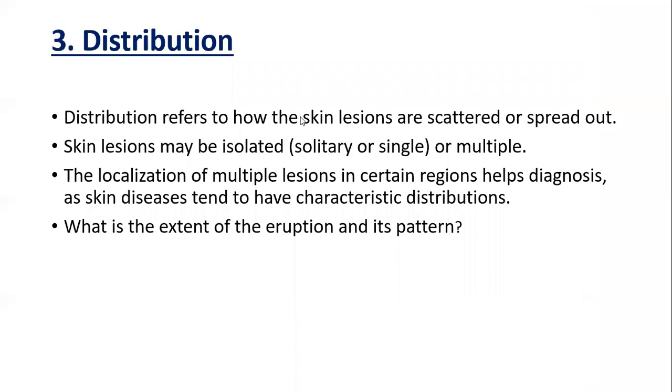Then the distribution of skin lesions. Distribution refers to how the skin lesions are scattered or spread out. Skin lesions may be isolated, solitary or single or multiple. This is important. Localization of multiple lesions in certain regions helps in diagnosis, as skin diseases tend to have a characteristic distribution. What is the extent of eruption and its pattern?